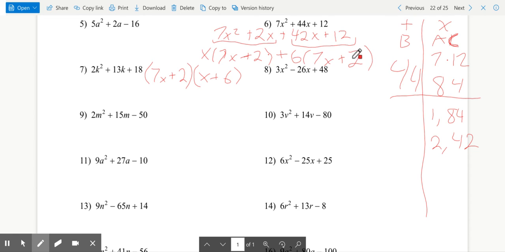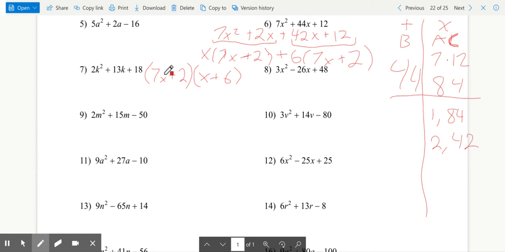We have the 6 being multiplied by the same thing, so that goes there, and that's why this works, because these were both being multiplied by this to begin with. So we can write it like this. So this is my factored form. This is what I'm looking for. This is my factored form of this polynomial.